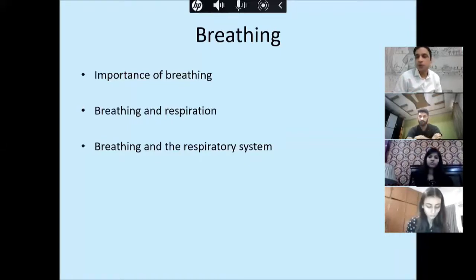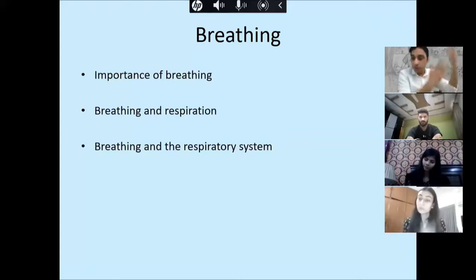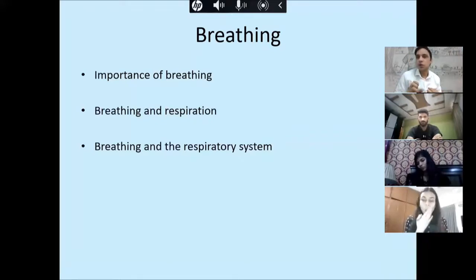When you inhale, you are actually taking oxygen inside your lungs. The air consists of oxygen, nitrogen, carbon dioxide gas, and a small percentage of other gases as well. But we require only oxygen for respiration. When we inhale, we take all those gases from the air inside our lungs, and from there, only oxygen is absorbed.